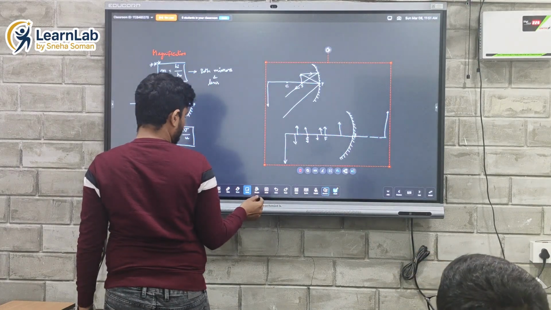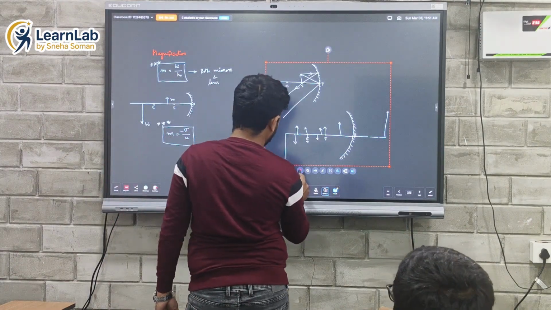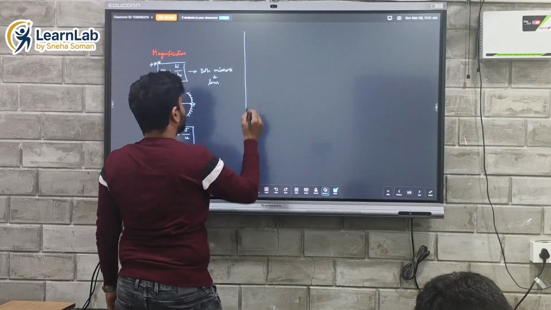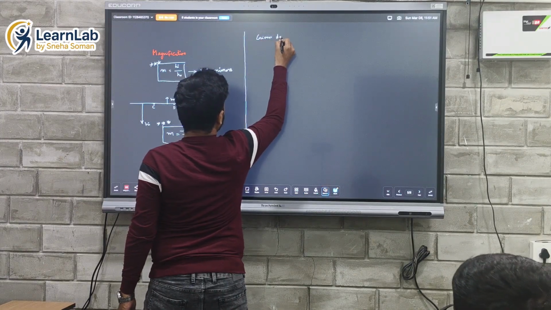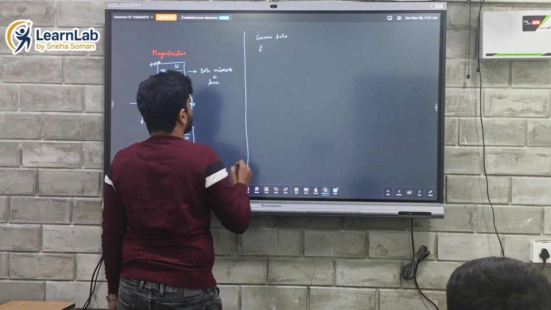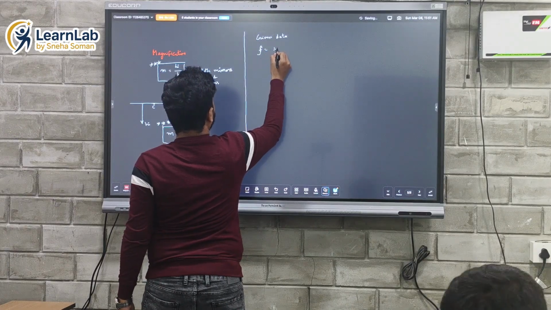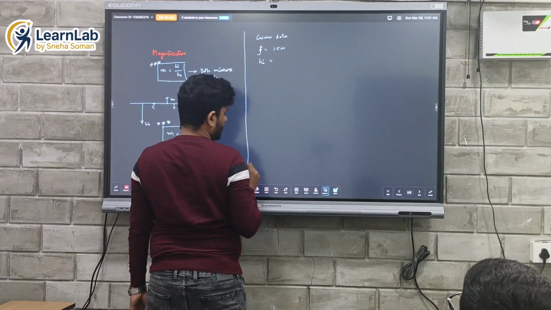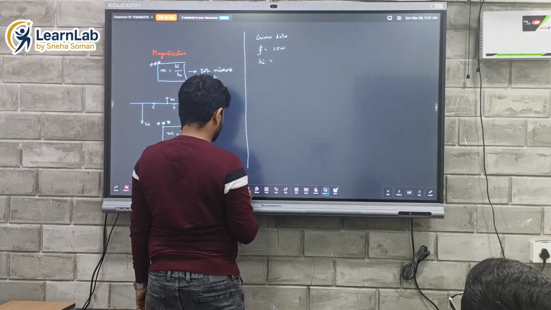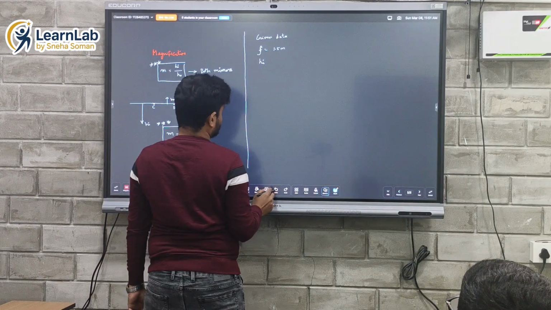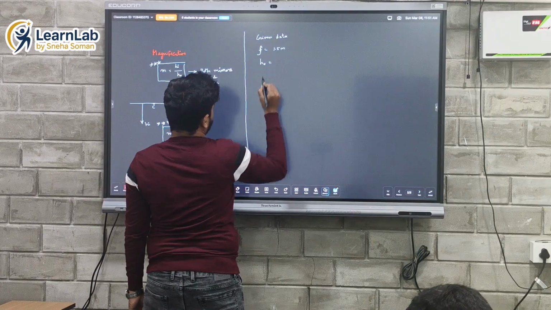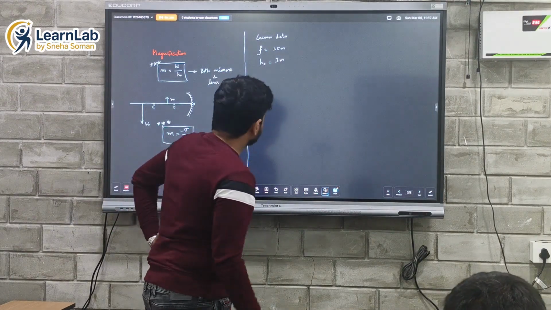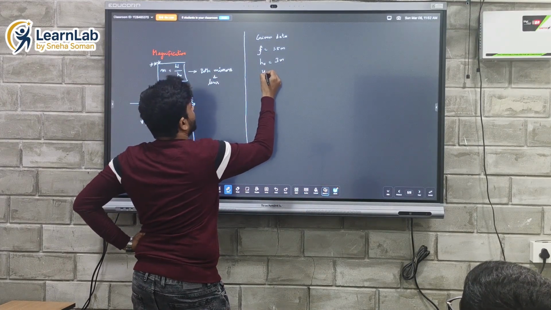So we'll go with the question. What is the given data now? Focal length f, right? Focal length 1.5. Okay, next, object height, HO. What is object height? 3 meters. Next, what does U represent?